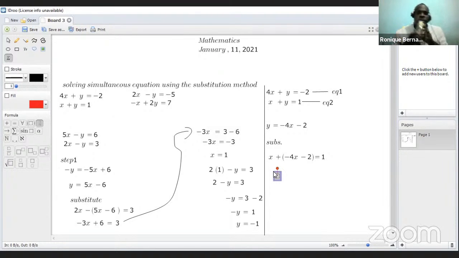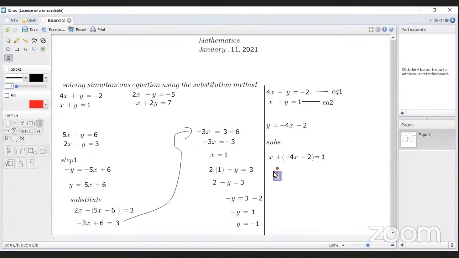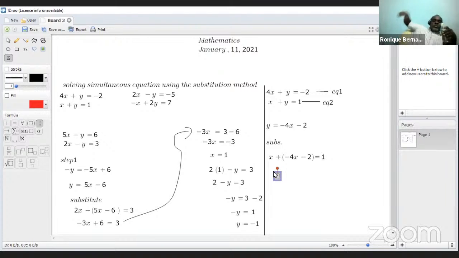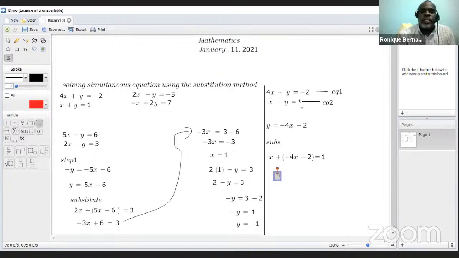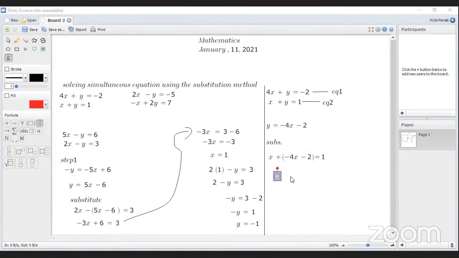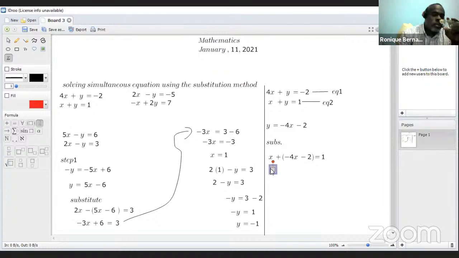Everybody see the substitution? Yes, sir. Okay. Lexi, see the substitution? Yes, sir. Shani, Tasha, see the substitution? Yes, sir. Yes, sir. Okay. All right. Let's go now. Somebody drop off. Shani, drop off.